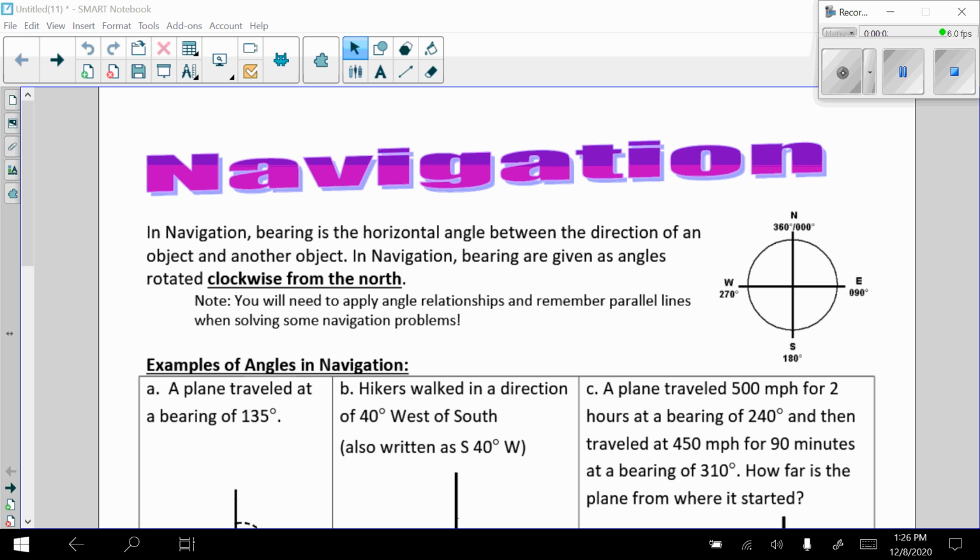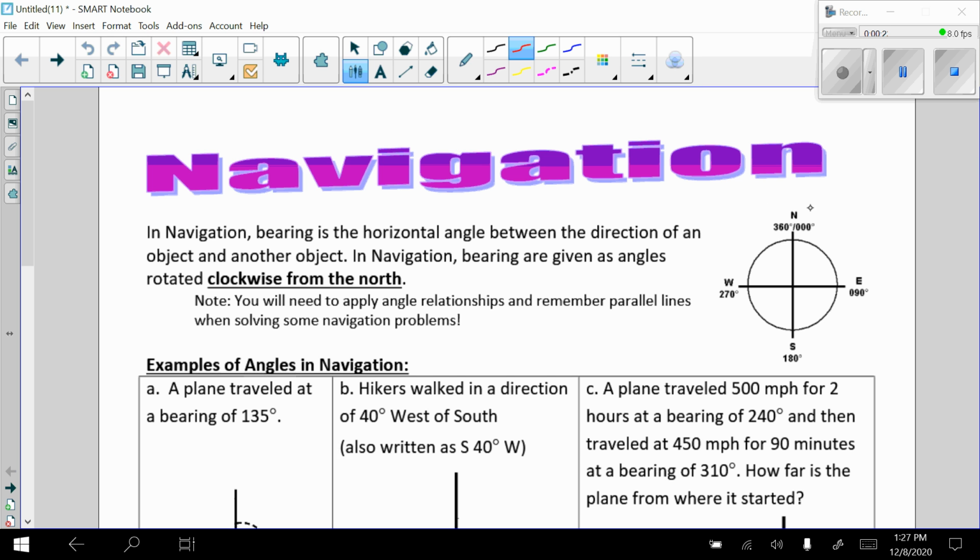Hi everybody, it's Mrs. Graney, and today's lesson is going to be on navigation. Now, navigation is going to use much of what we've just studied: law of sines, law of cosines, angles, but things are just a little bit different in the world of navigation.